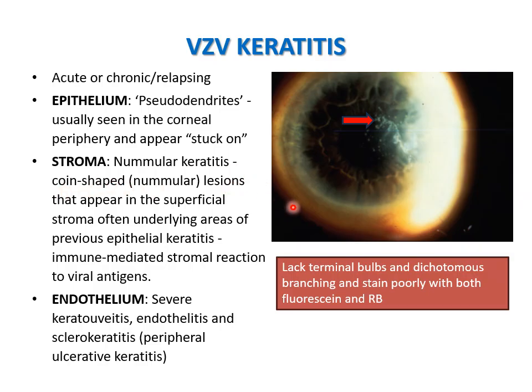If stromal involvement happens, it is known as nummular keratitis. Nummular because they are coin-shaped lesions that appear in the superficial stroma, often underlying areas of previous epithelial keratitis. And just like immune stromal keratitis of herpes simplex, this is also immune mediated. And of course, there can be endothelial involvement in the form of severe keratouveitis and endothelitis, and sometimes even sclerokeratitis, which has to be differentiated from other causes of peripheral ulcerative keratitis. For example, Staphylococcus induced PUK.